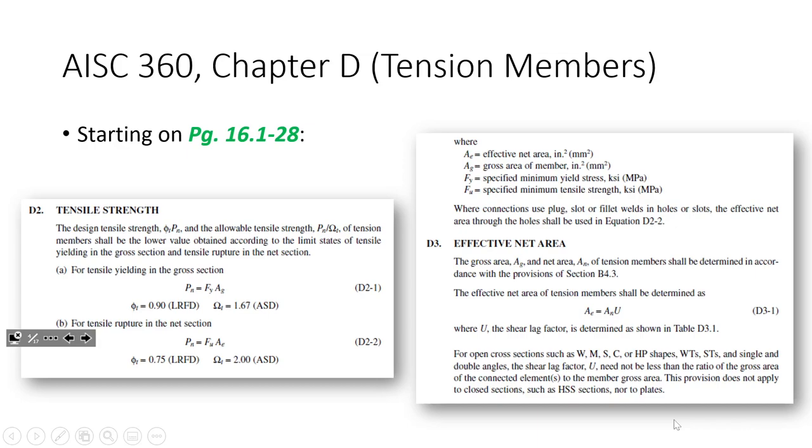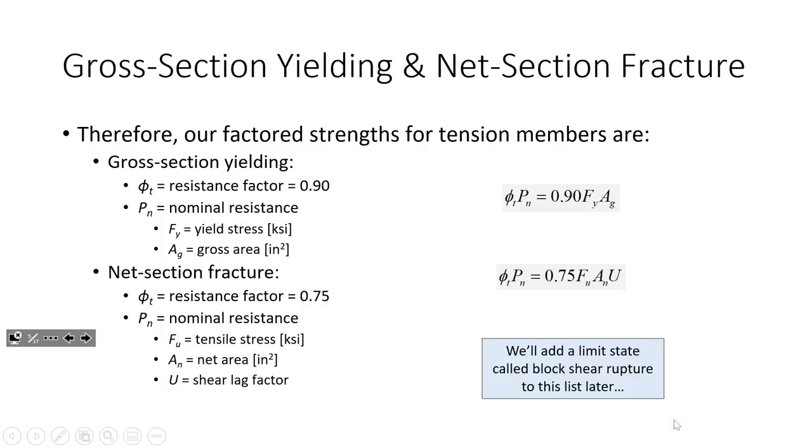What's going on there? That's sort of going to be the discussion point of today, trying to understand what U is. But what I've done here is I've summarized everything as follows. So our factored strengths for tension members are as follows. If I have gross section yielding and I want to determine the design resistance, I take 0.9 times Fy times Ag. 0.9 is my resistance factor. Nominal resistance is FyAg. For net section fracture, I'm taking resistance factor times Fu times this. This is Ae. Ae is the net area times U.